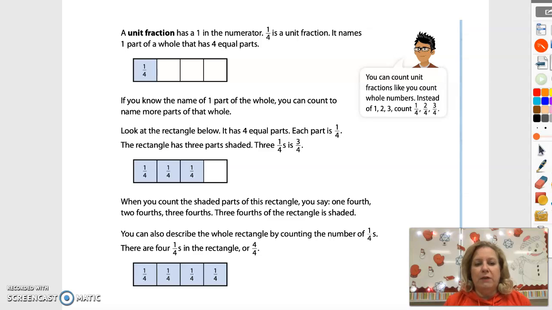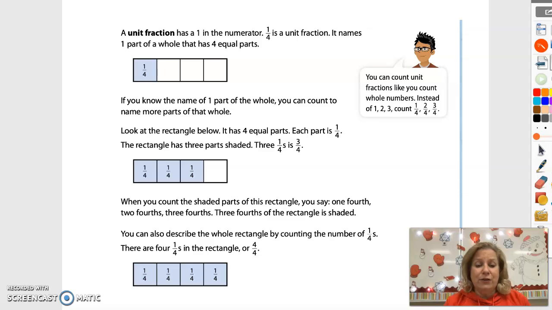If you know the name of one part of the whole, you can count to name more parts of the whole. Look at the rectangle below. It has 4 equal parts. Each part is 1/4. The rectangle has 3 parts shaded. 3 1/4s is 3/4.